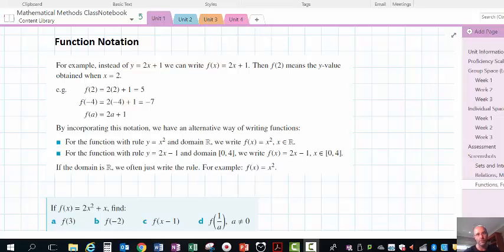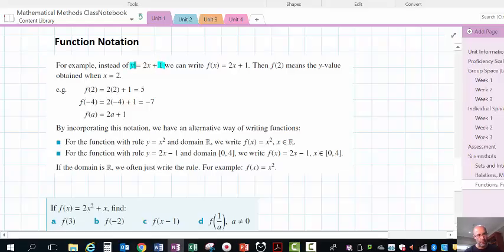Function notation is something possibly you've seen before, but if not, let's have a look at it. You can see here that we've got a linear function, the equation for a linear function there, and another way of writing y equals 2x plus 1 is f of x equals 2x plus 1. It means the same thing essentially, function of x.